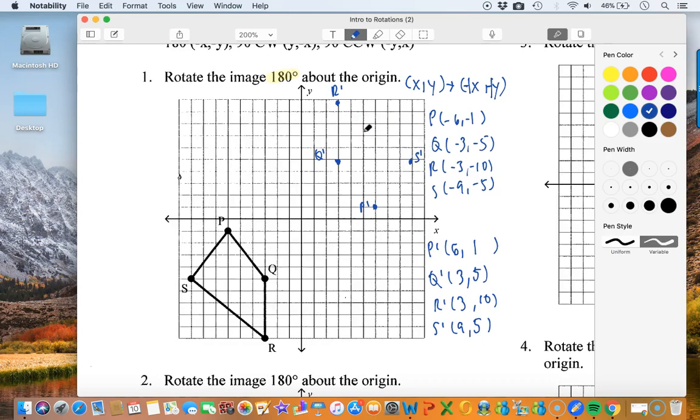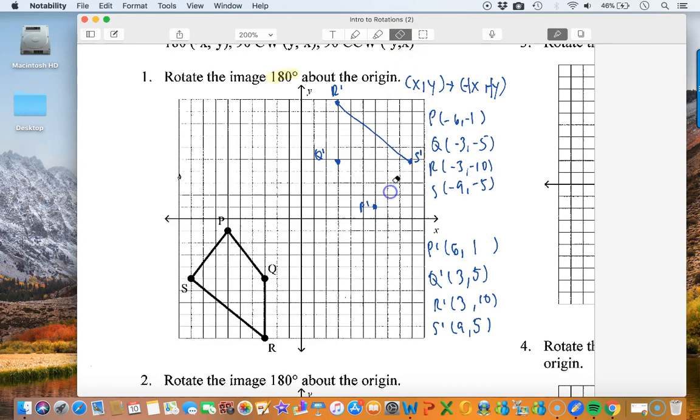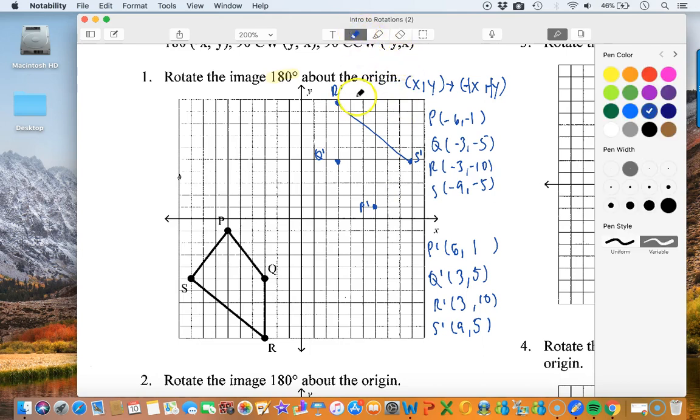Now I'm going to try to connect the dots. Excuse my artistic ability. I'm probably not going to make this super straight because I'm still trying to get used to this drawing pad. I really don't like this one. I'm going to erase that. Okay, so I'm going to redraw this again. Sorry about that. And there we go. And there we have it. So here we go. We have P prime, Q prime, R prime, and S prime.